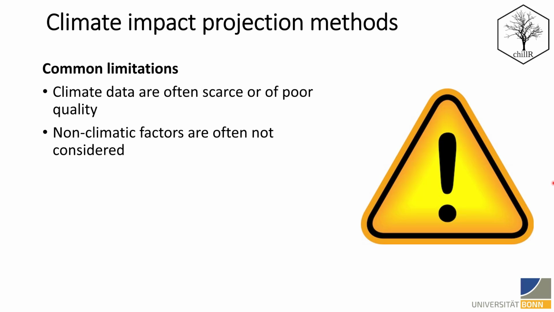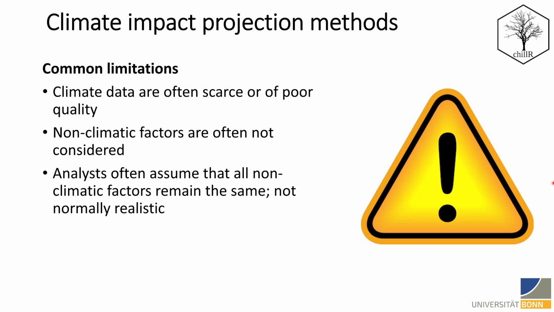If you think of the time scales that are involved, end of the century, that's 80 years from now, then let's think back 80 years. In 1960, farming was very different, and farming will also be very different at the end of the 21st century. So these things are also there, and of course they are even harder to predict than what happens to the climate, but they may still be important. Analysts often assume that all non-climatic factors remain the same, however, and that's not normally realistic. So in some way, many of these studies are somewhat sensitivity analyses. So basically the theoretical question of, well, how would these systems behave if everything remained exactly as it is now, just the climate is different?